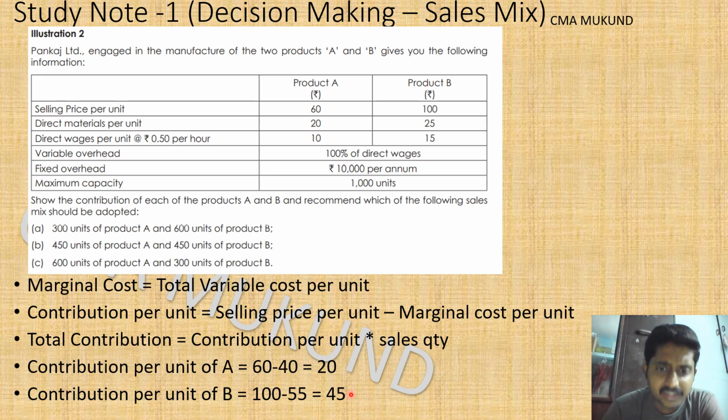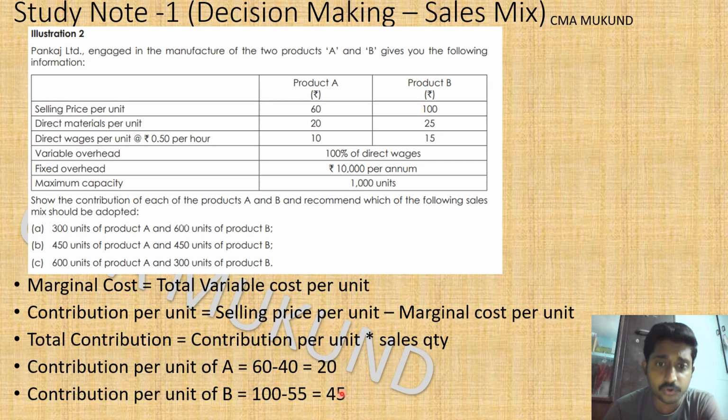So this is a simple decision making. The contribution of product A is 20 rupees. Product B is 45 rupees. So B is making more money per unit. So the decision making becomes very simple. In case 1, we are making 300 units of A, 600 units of B. In case B, we are making 450 units of A and 450 units of B. In case C, we are making 600 units of A and 300 units of B.